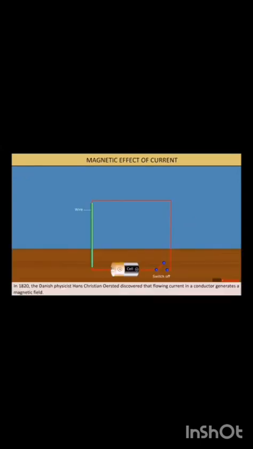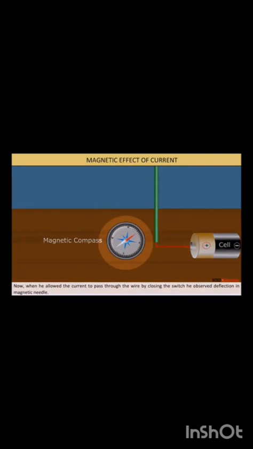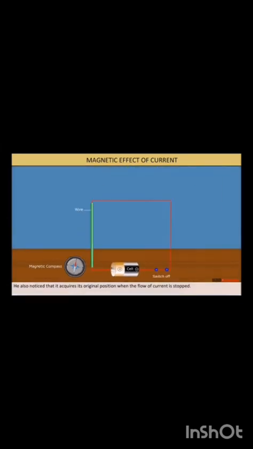In 1820, the Danish physicist Hans Christian Ørsted discovered that flowing current in a conductor generates a magnetic field. Ørsted demonstrated this by connecting the two ends of a wire to a cell through a switch. Then he placed a magnetic compass near the wire. Now when he allowed the current to pass through the wire by closing the switch, he observed deflection in the magnetic needle. He also noticed that it regains its original position when the flow of current is stopped.